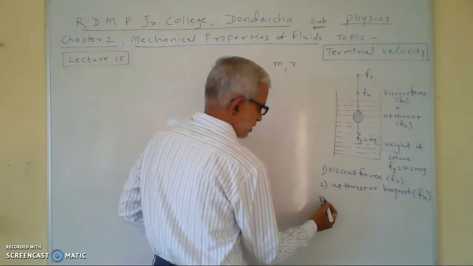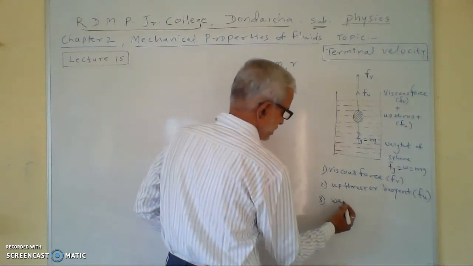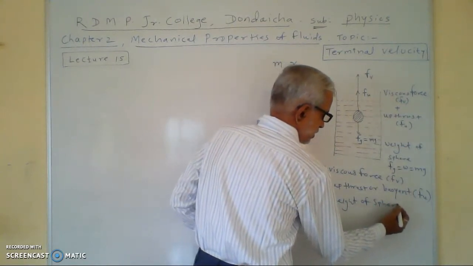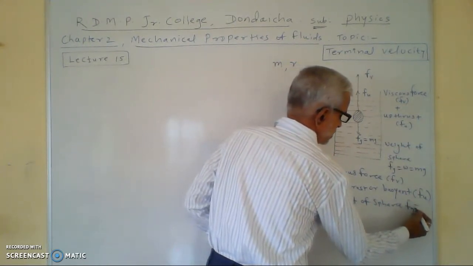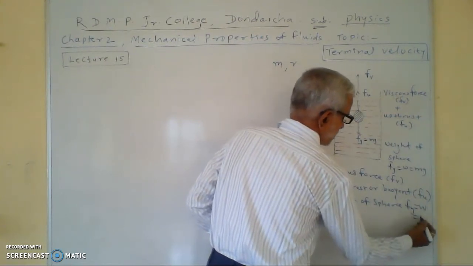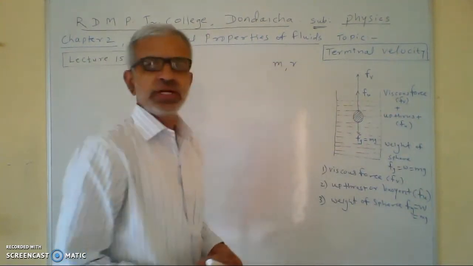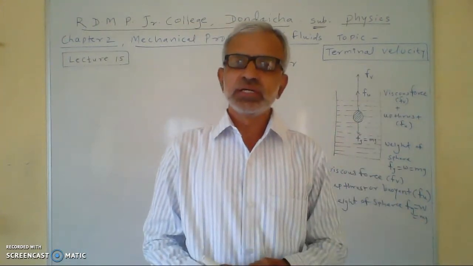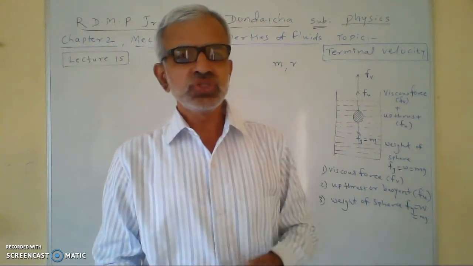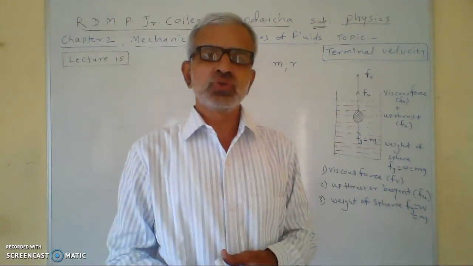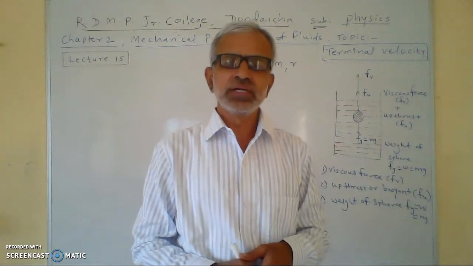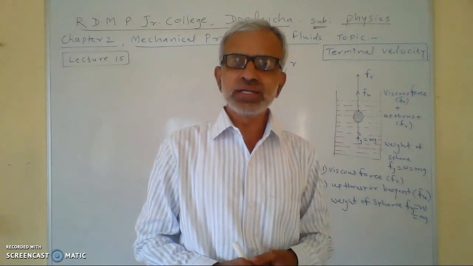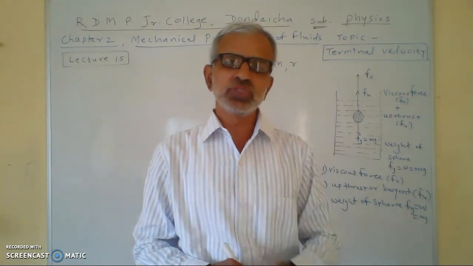Then the third is a downward force, which is the weight of the sphere. It is also denoted by W and it is equal to mg. So the weight of the sphere is a downward force. It is acting in vertically downward direction. It is the force due to acceleration due to gravity, denoted by g.